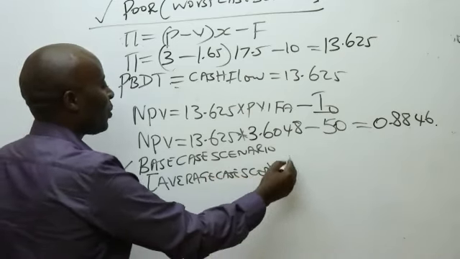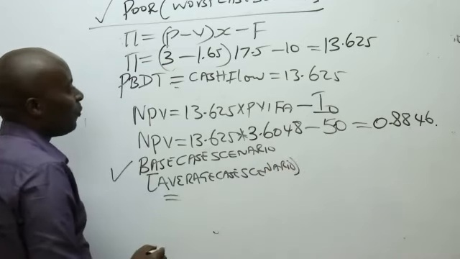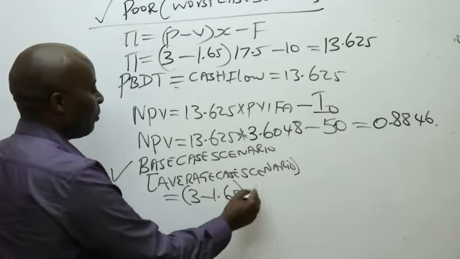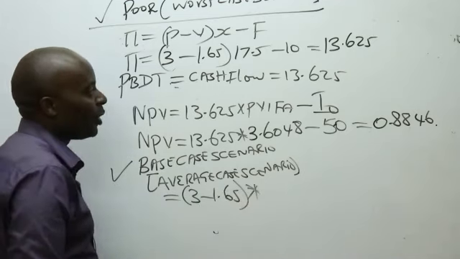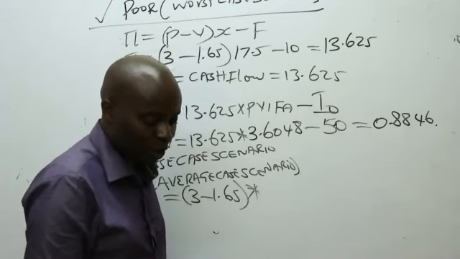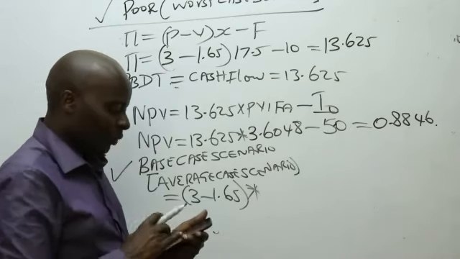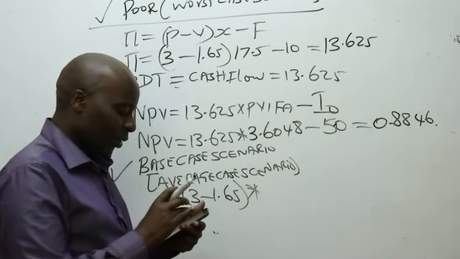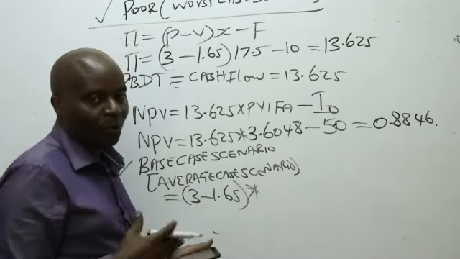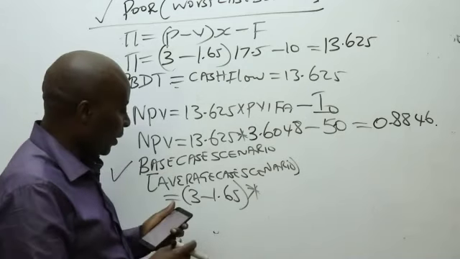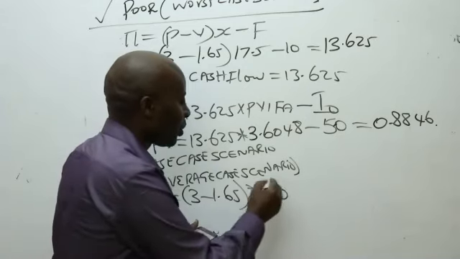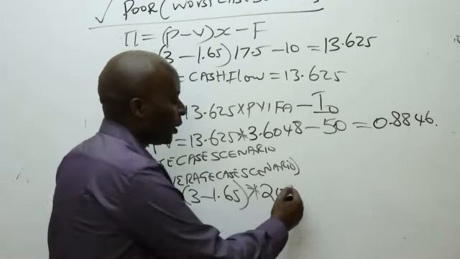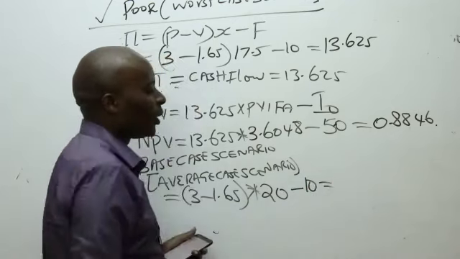So the same concept. I'm getting my profit. My profit here will be 3 minus 1.65 multiplied by the number of units on this base case scenario. I can see the normal. What they are calling normal. You know, normal means expected. Normal means expected. Times 20. Right? Minus fixed cost of 10, which will end up giving us what figure?